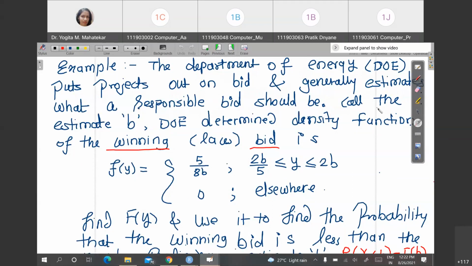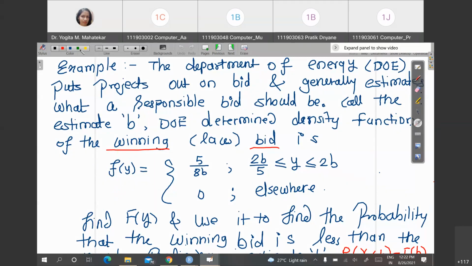Okay, so you recall the estimate B as determined. The density function of the winning bid is defined in terms of small f. This is the density function, meaning it's the probability function of the winning bid. What is the probability that the bid will win? That is represented by this function.